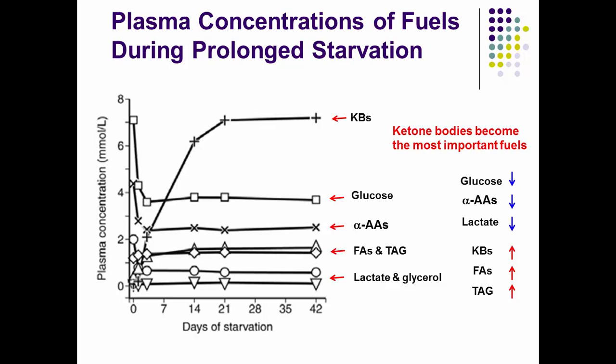Because we try to use less glucose, right? So lactate levels decrease, and you also try to use less amino acids. And then the ketone bodies, fatty acid, triglyceride levels are increased. These are the most important alternative fuels during starvation. So we will expect the ketone bodies, fatty acid level, triglyceride level to be increased during the prolonged starvation.